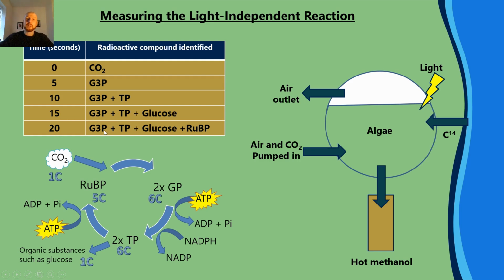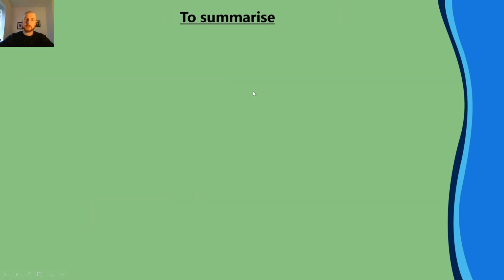And at 20 seconds, there will have been radioactive G3P, TP, glucose, and RUBP. And this was how the cycle was built. So at 0 seconds, we can see the CO2 there. At 5 seconds, it goes to G3P. At 10 seconds, it goes to TP as well. At 15 seconds, it would go back to glucose. And at 20 seconds, it would go back to RUBP. And that was how Melvin Calvin discovered the Calvin cycle operating in the stroma of the chloroplasts.